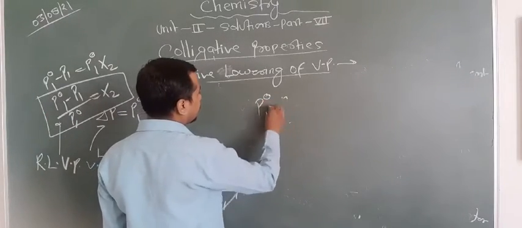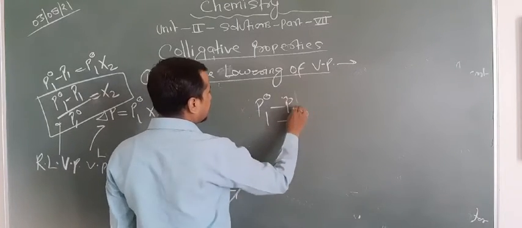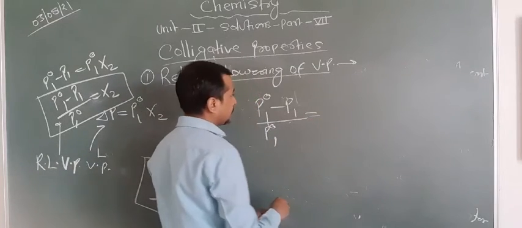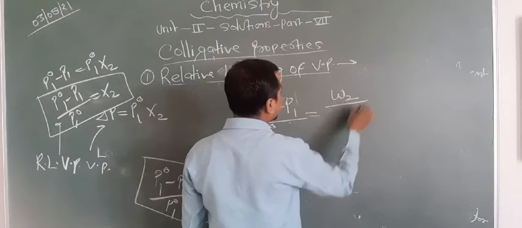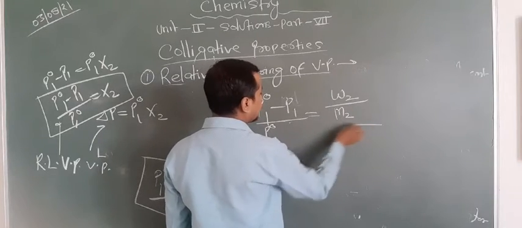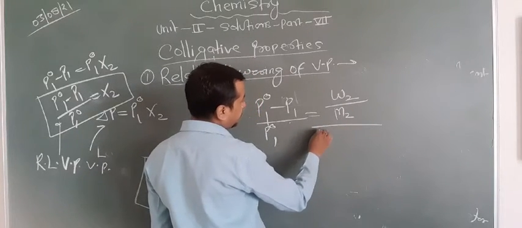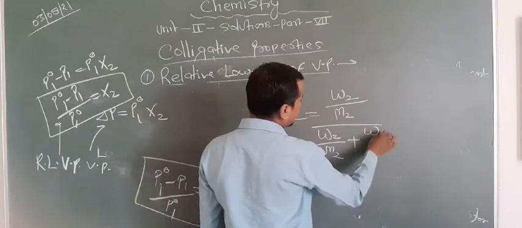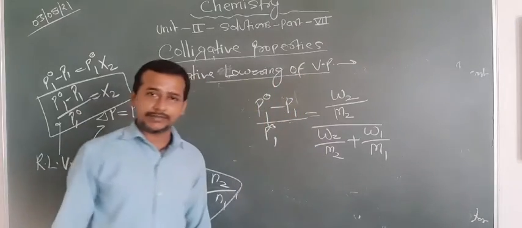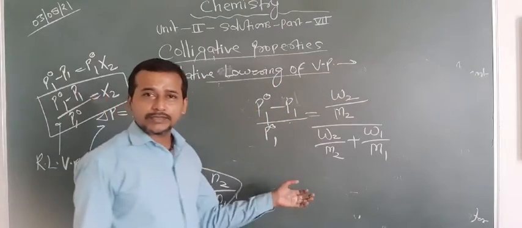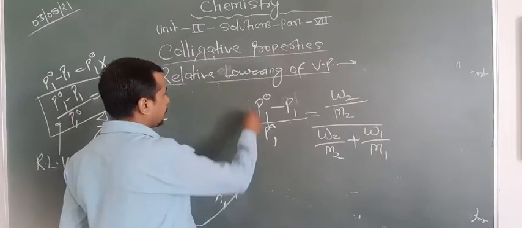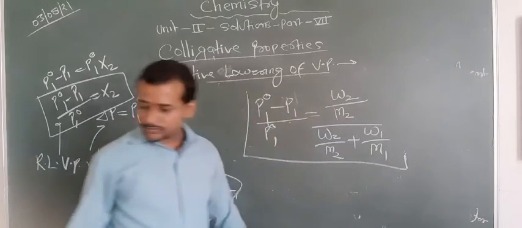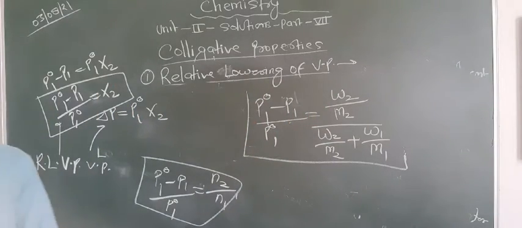P naught 1 minus P1 divided by P naught 1 equal to the mass of solute divided by molar mass of solute, divided by mass of solute over molar mass of solute plus mass of solvent over molar mass of solvent. So in terms of weight and molar mass, you can use this formula. These three types of formula you have to use in your board examinations to calculate the relative lowering of vapor pressure. Are you getting this point or not?